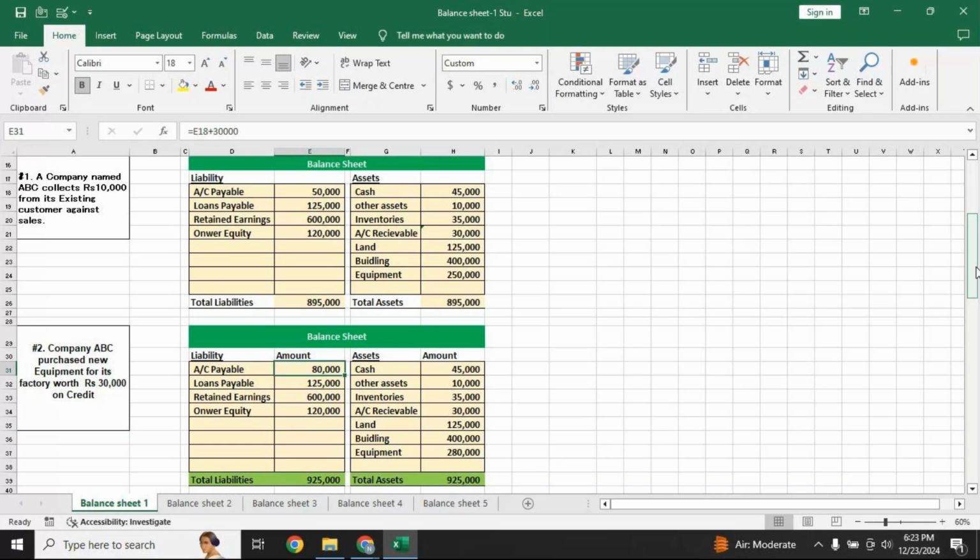Any doubts? If the company is taking 10,000, so the cash should be minus, right? No, cash will be received. A company named ABC collects rupees 10,000 from its existing customer. From the existing customer we are taking, so from the receivable, the amount I am supposed to receive, 10,000 will be subtracted and cash will be added. ABC is our company only.